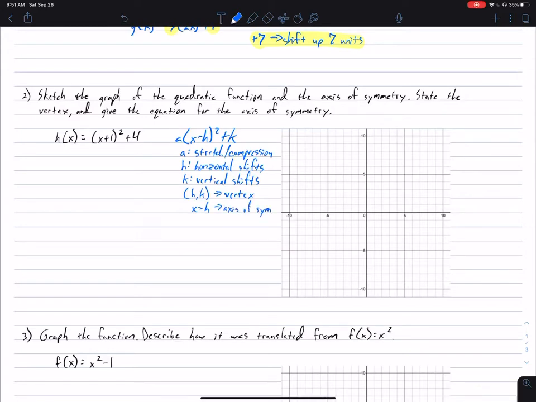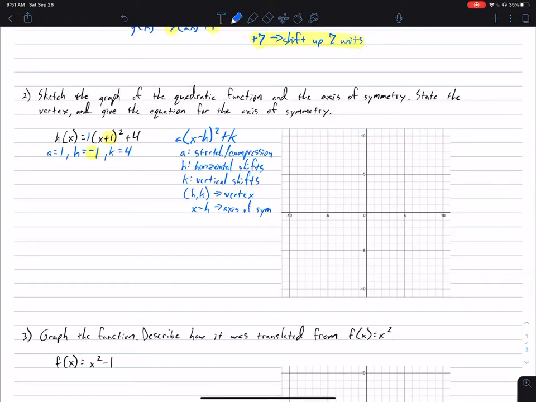Let's take a look at the actual equation. We have x plus 1 squared plus 4. Let's label all these pieces, starting with A. In this case, there's just a 1 out there, so A is 1. H, remember that H is the opposite, so H is actually going to be -1. And then K is going to be 4.